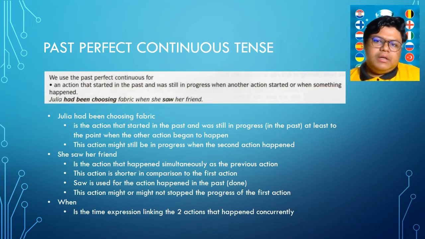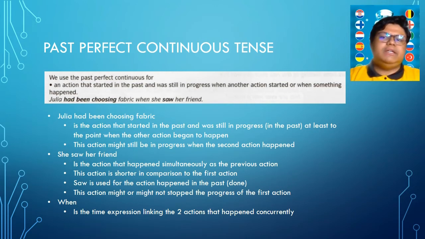Okay, so now we are looking into the usage of past perfect continuous tense. We use the past perfect continuous for an action that started in the past and was still in progress when another action started or when something happened. Okay, maksudnya kat sini ada dua action. Satu action tu dah start dan masih lagi in progress, masih lagi berlaku, dan tengah-tengah action yang satu tadi ni berlaku, ada lagi satu action yang berlaku di tengah-tengahnya tu.